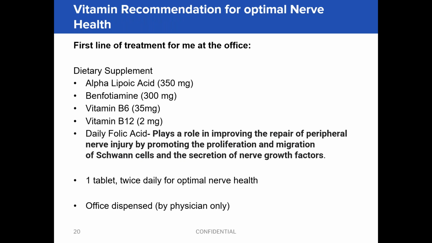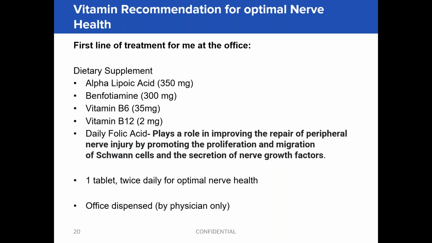Like we talked about, there are dietary supplements, whether patients get these over the counter or you have a supplement that you sell at the office. These are important vitamins to suggest, and they should be taken on a daily basis to preserve nerve health: alpha-lipoic acid, benfotiamine, vitamin B6, vitamin B12, and a daily folic acid. This plays a role in improving the repair of nerve injury because it's proliferating and migrating Schwann cells into the area.